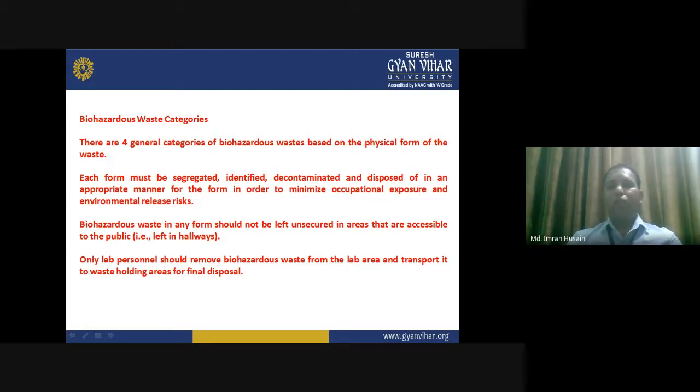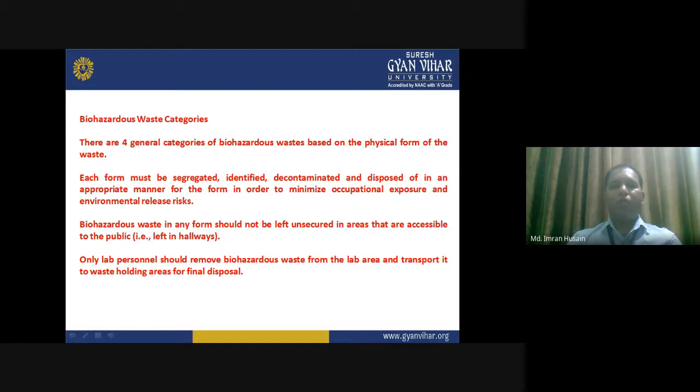Decontamination, mostly pyrolysis, incineration, and autoclaving, is carried out and the waste is disposed of in an appropriate manner so that it cannot pose a great environmental risk or any sort of risk to any individual. Biohazardous waste in any form should not be left unsecured in areas that are accessible to the public, such as hallways and open grounds.